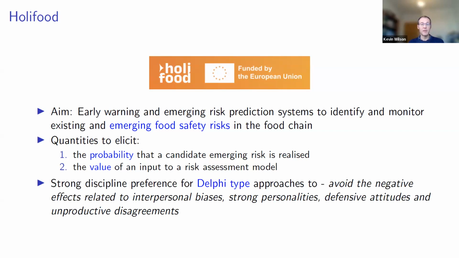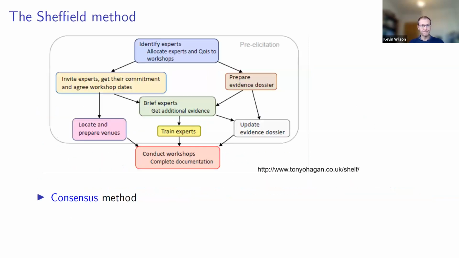So again, this is another copy and paste job from an email sent to me from someone on the project. So they much prefer Delphi type approaches, and in his words, to avoid the negative effects related to interpersonal biases, strong personalities, defensive attitudes, and unproductive disagreements. So they don't want to get the experts in the same room talking to each other. That's the upshot of this. So again, both of these projects, they don't want the sort of elicitation I would normally do. So then the question is, well, what sort of elicitation do I think I should do, given that I'm not going to now use the Sheffield, the shelf type approach?